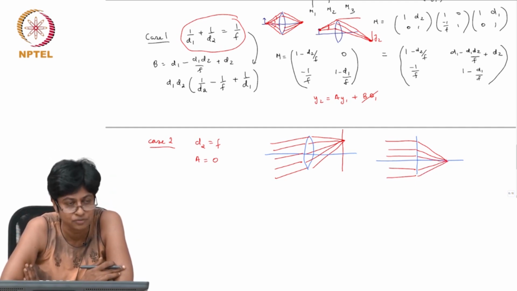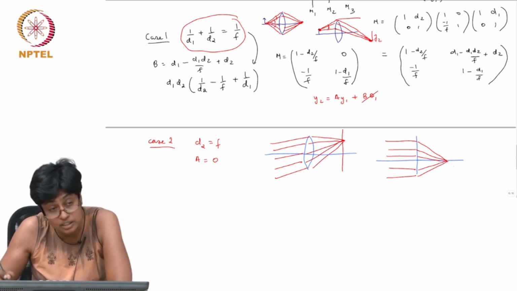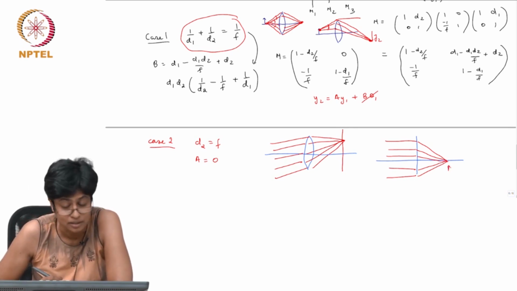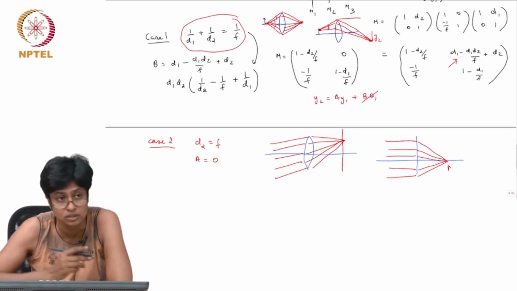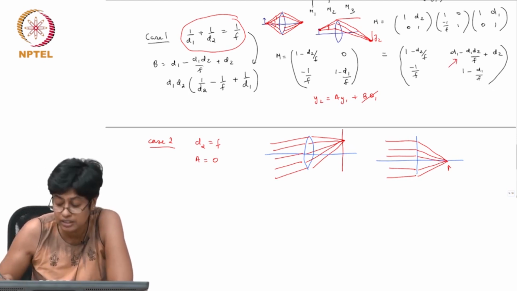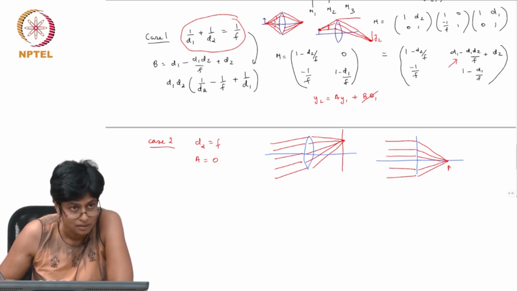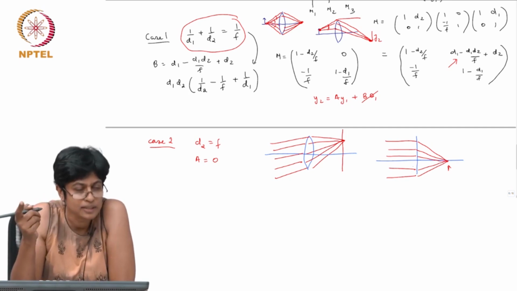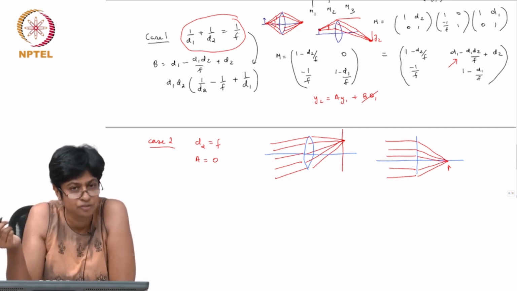Irrespective of the height of the ray, they will all reach this point here with a different angle. So, that is why this coefficient is not 0 here. They are all reaching this point with a different angle, but it does not matter what height they come in. Right? And if I look at it, what does D2 equal to F say?